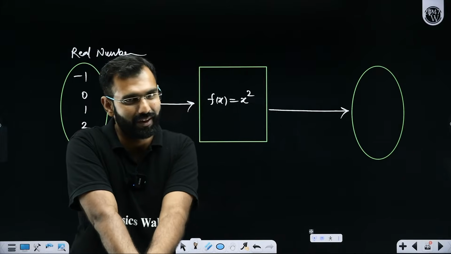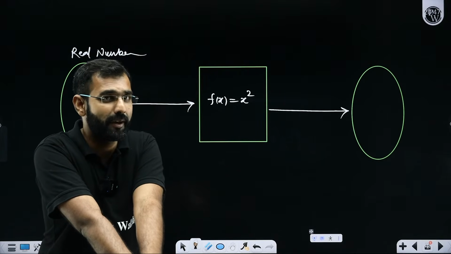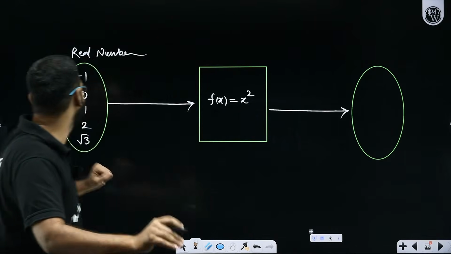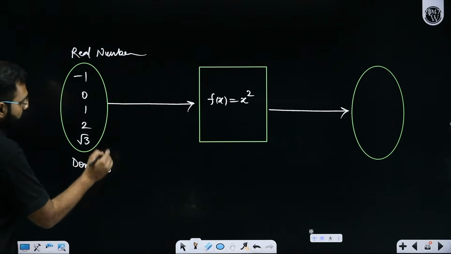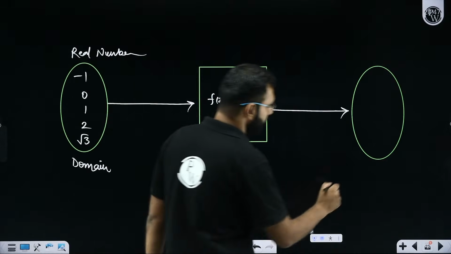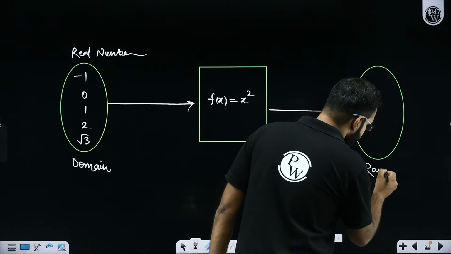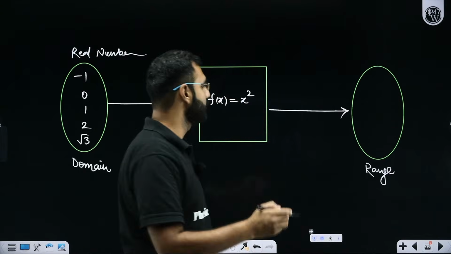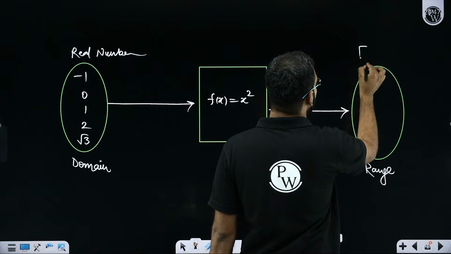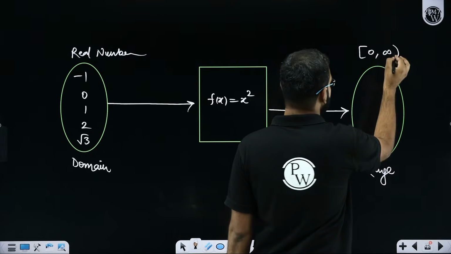Absolutely, Vijay, that's brilliant. I'm sure a lot of you must have been able to think that if this was the domain, which was all the real numbers, then I would have said the range is all the non-negative real numbers.